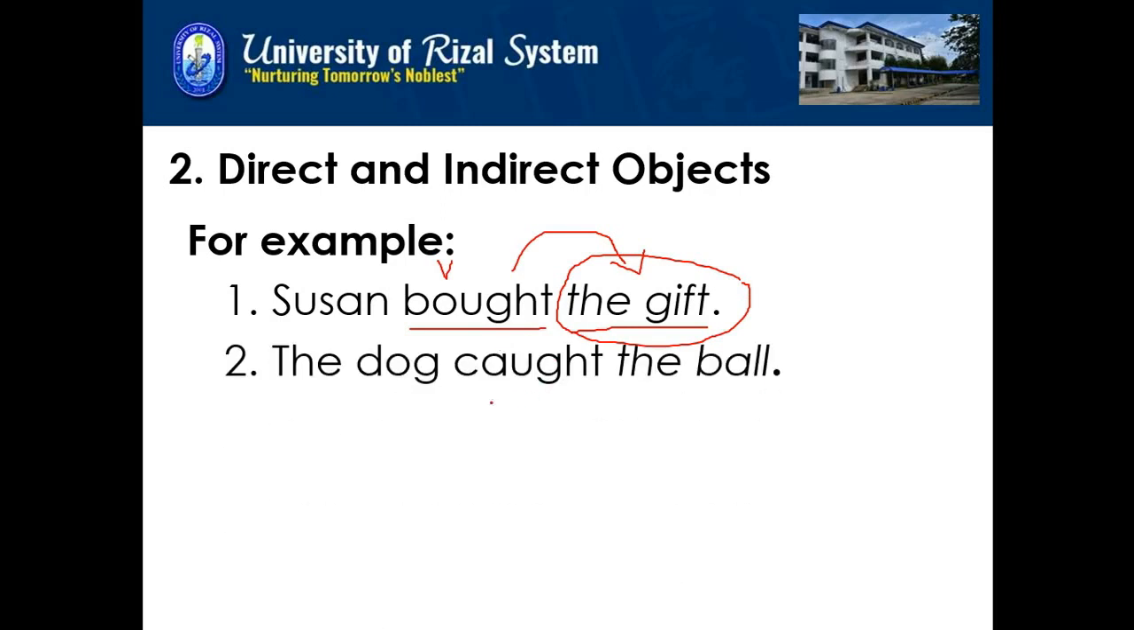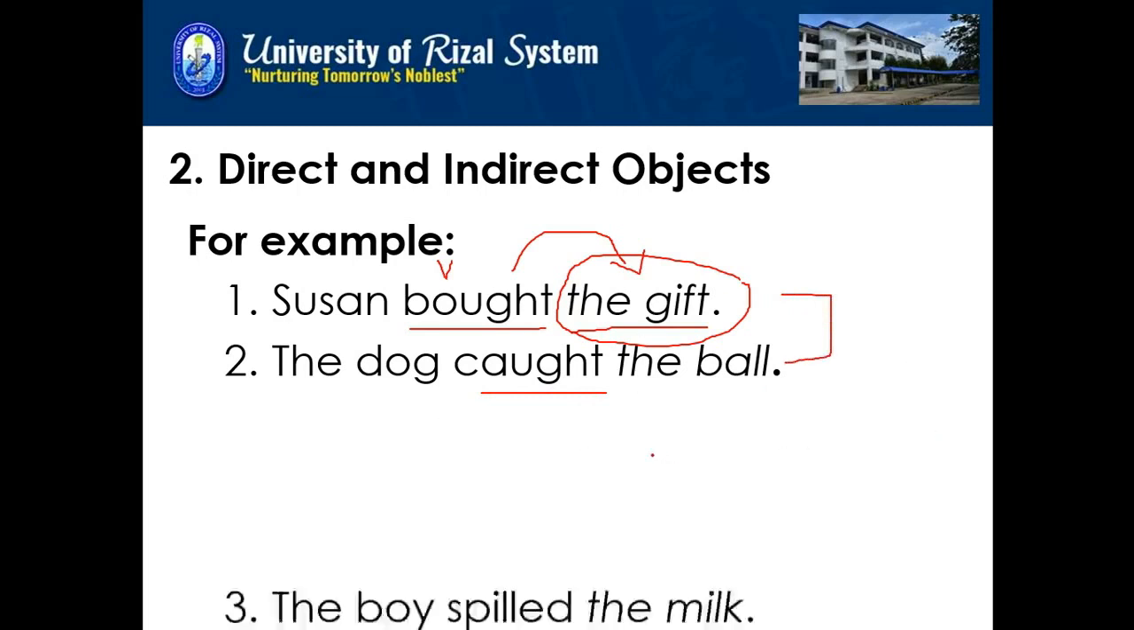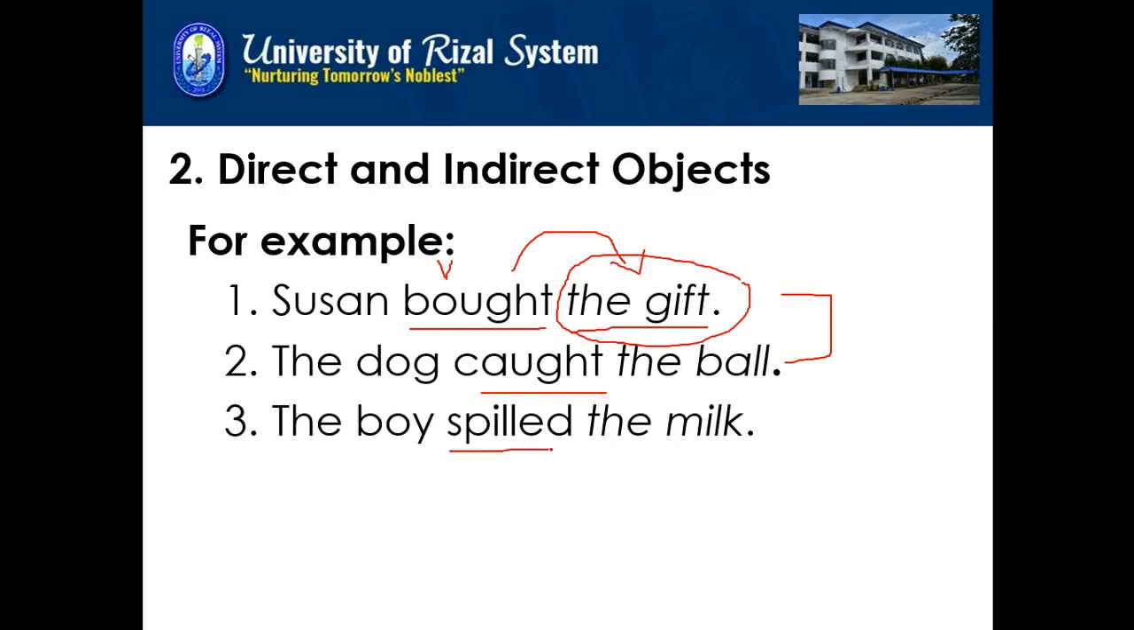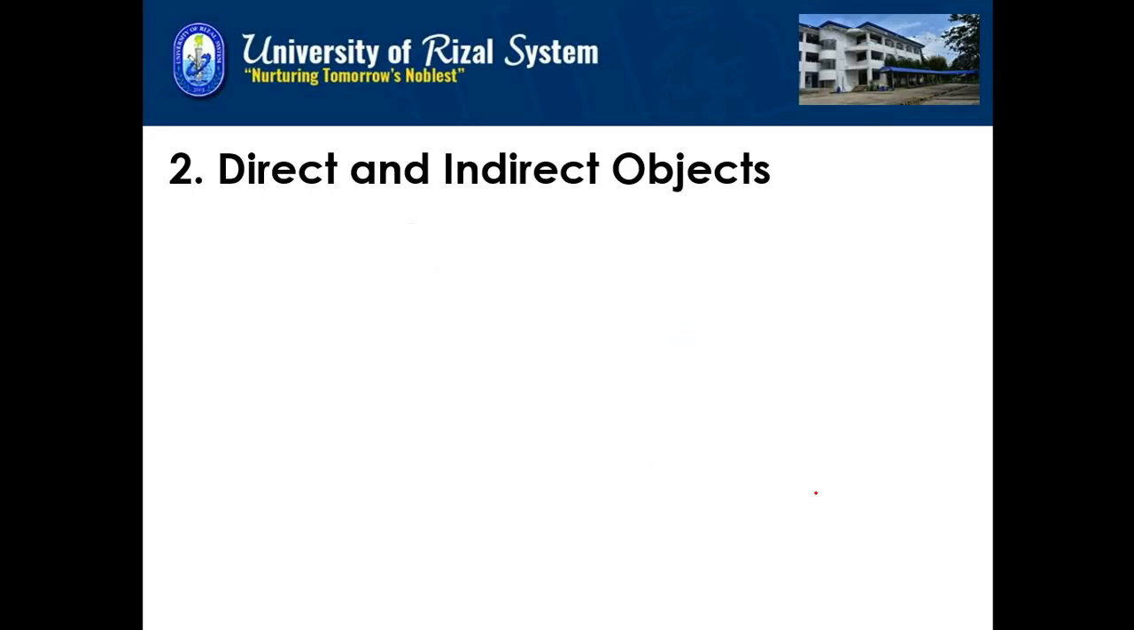Next is the dog caught the ball. So if you're going to look at the structure, both of them have similar structure of the sentence. The boy spilled the milk. Okay. So the same structure, we have the verb here, and then we have the direct object here. Be particular on the arrangement of words, because as you go through magsi-sentence, ano tayo yung isa-isa natin different sentence structures.